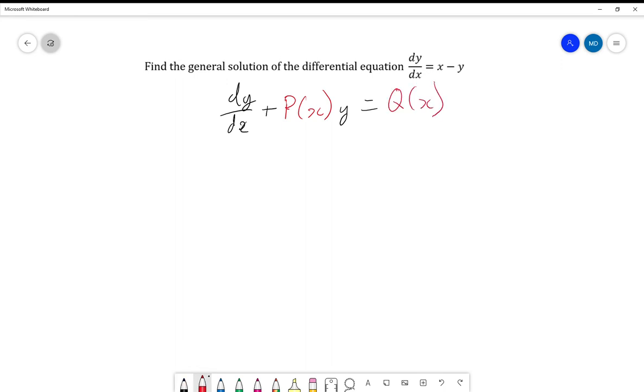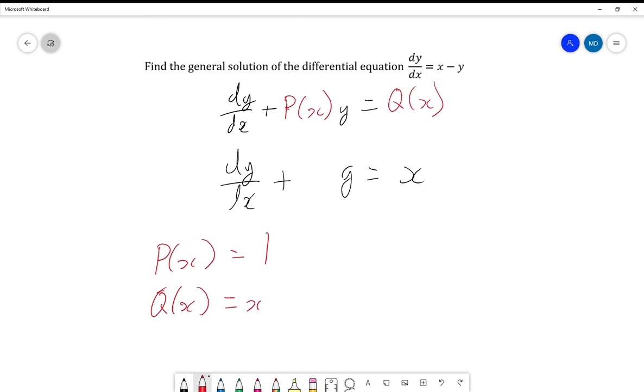In fact, looking at this, you might think, well, actually, that looks separable. It's not separable because we've got a subtraction rather than a multiply. But it's actually quite easy to get it in this form. All I need to do is add the y on. So I'm going to write it as dy by dx plus y equals x. And now this is exactly the right form, with p of x being equal to 1, and q of x, of course, being equal to x.